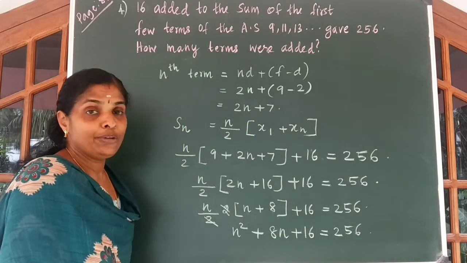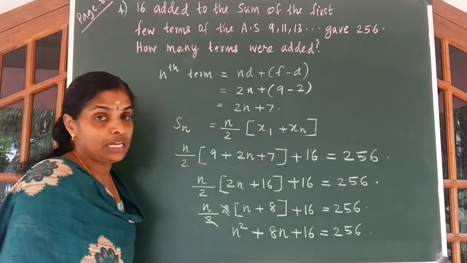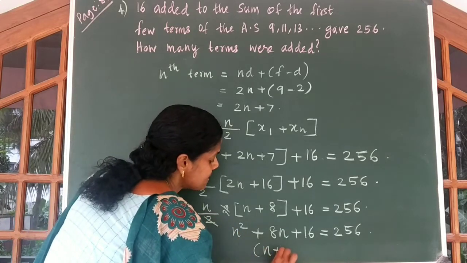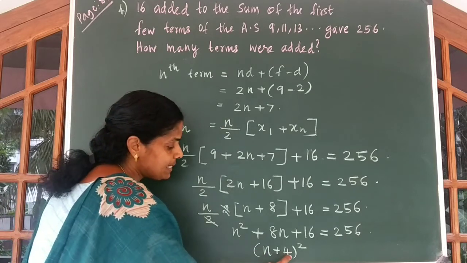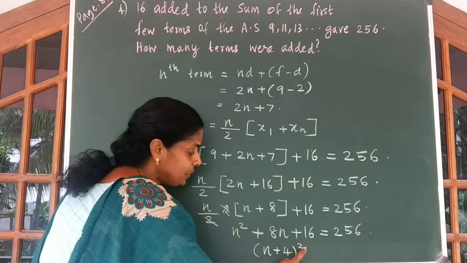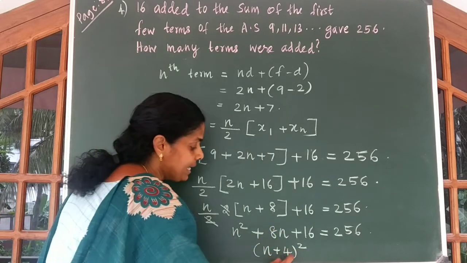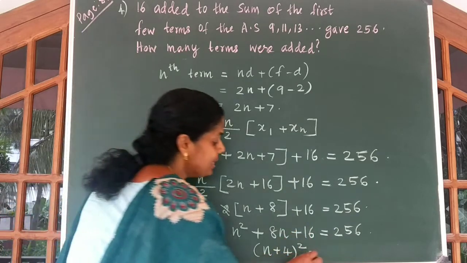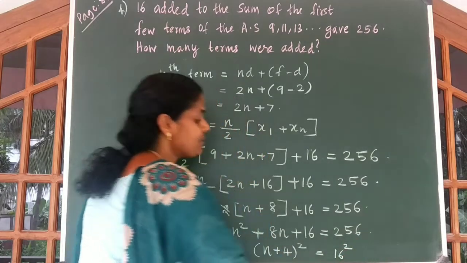Now you can understand n square plus 8n plus 16 is the expansion of n plus 4 the whole square, because n plus 4 the whole square gives you n square, first term, 2 into n into 4, that is your second term, and 4 square is 16, we got the third term. This is equal to 256, which is nothing but 16 square.